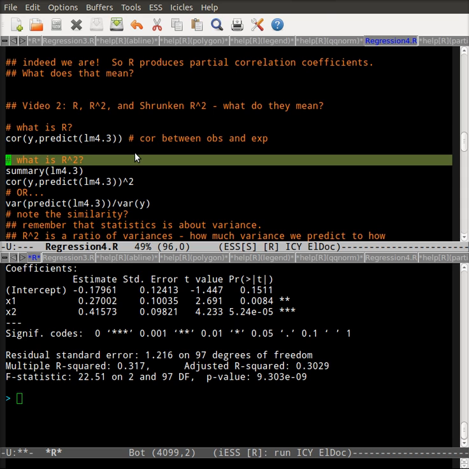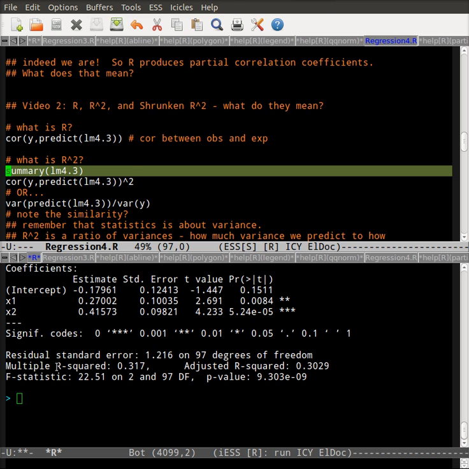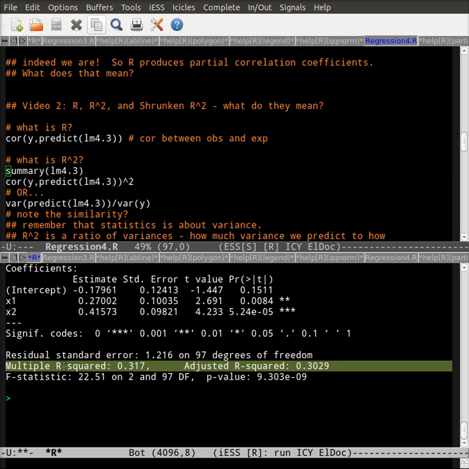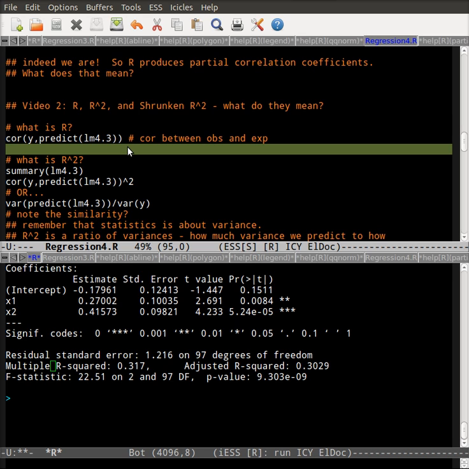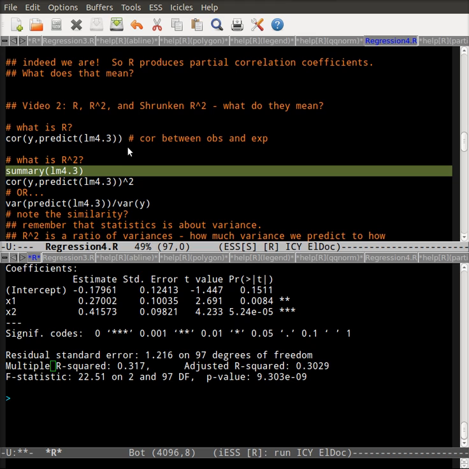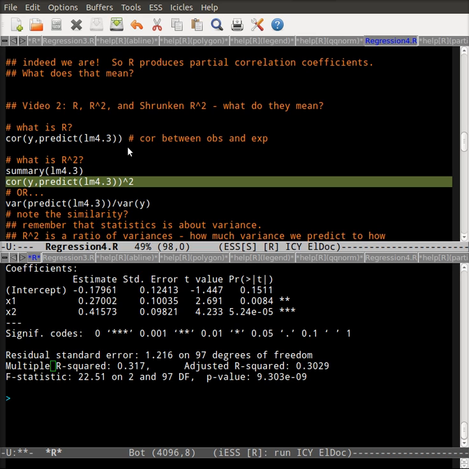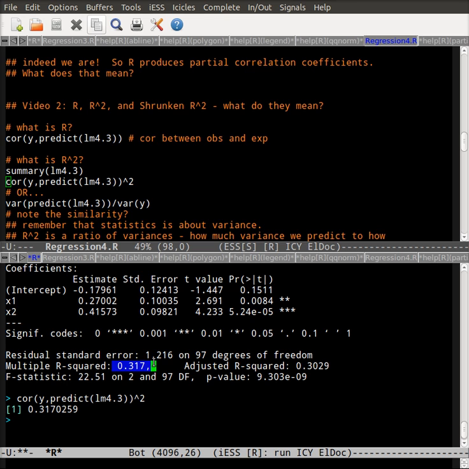Instead, what's reported is R squared, and that's what you see in this line here. You see multiple R squared and adjusted R squared. If big R is the correlation between the observed criterion or dependent variable and the expected, which is what we get from our regression model, R squared is simply the squared version of that. If I square that, I get 0.317. And sure enough, that's precisely what we see right here.